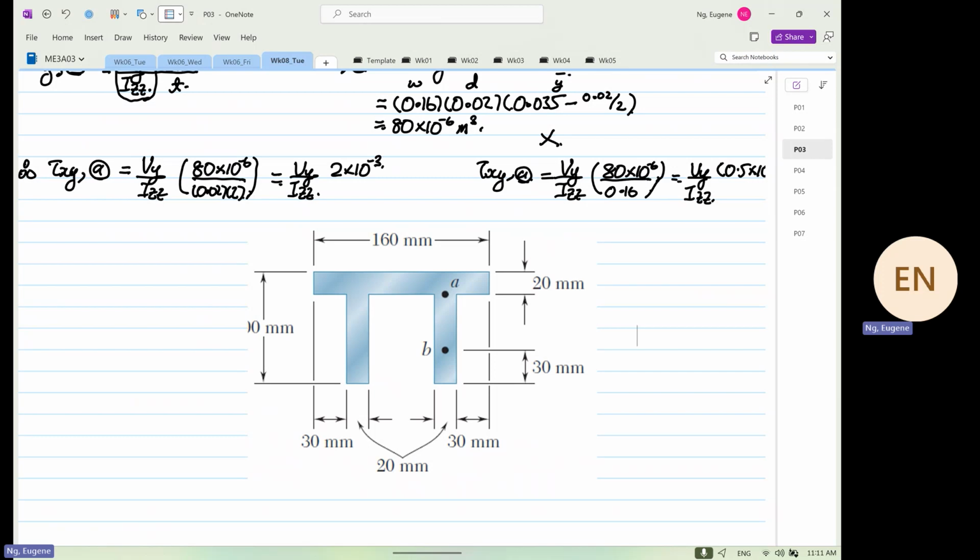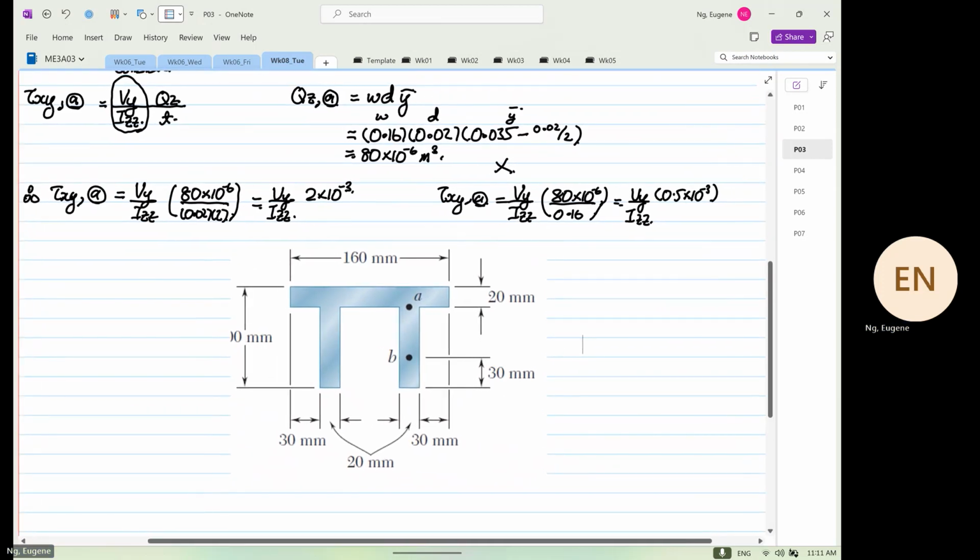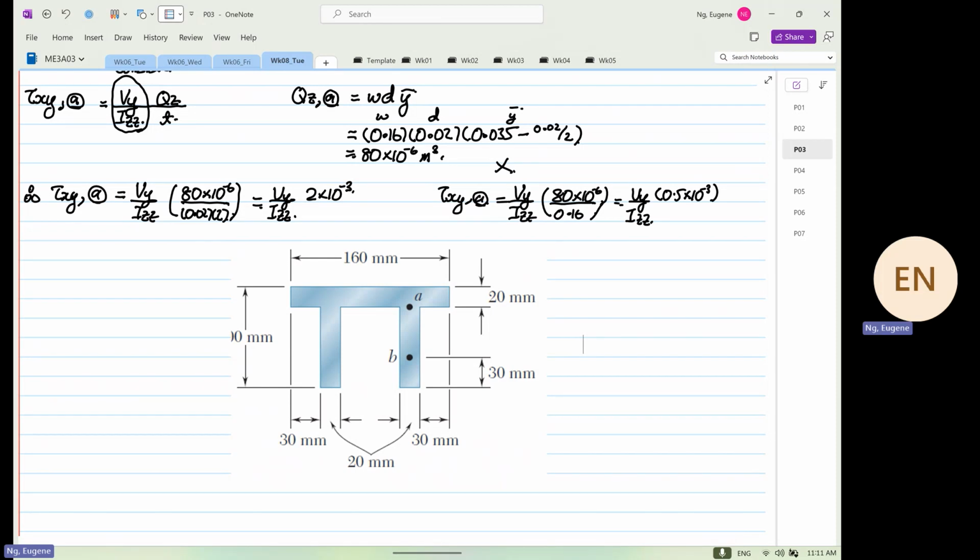If you look at those two values, on the right hand side, where the thickness is 0.15, the Q over T is what? 0.5 times 10 to the power minus 3. The one on the left is what? 2 times 10 to the power minus 3. So you calculate the higher value. Don't report the lower value. The lower value will not fail your structure.